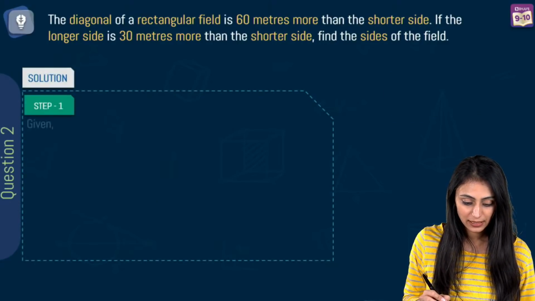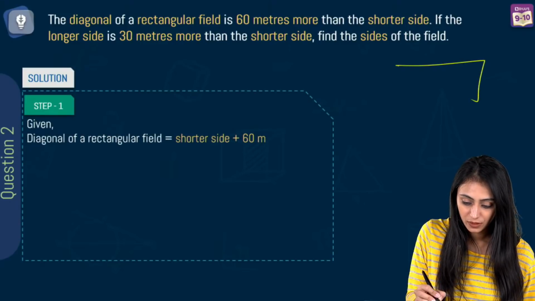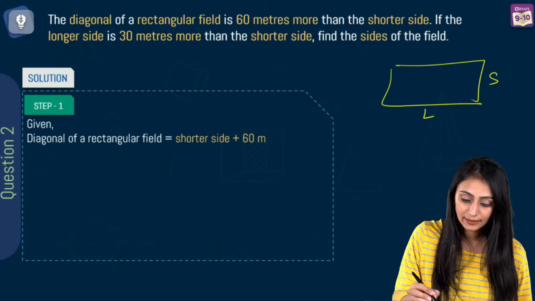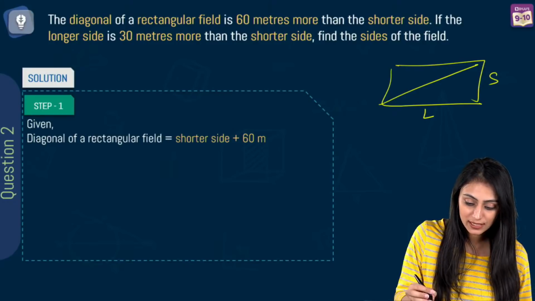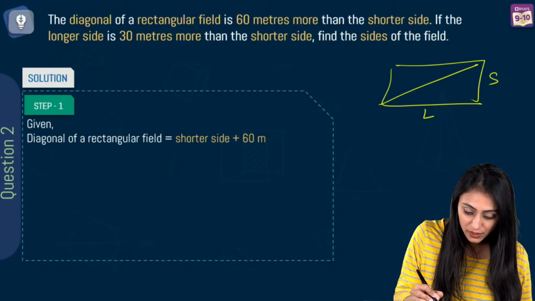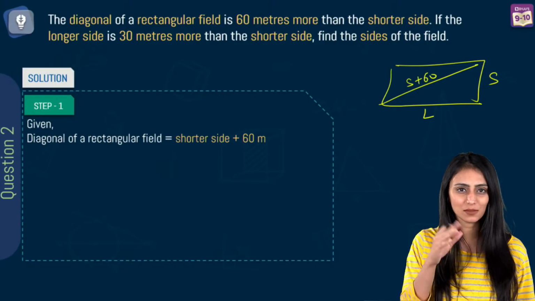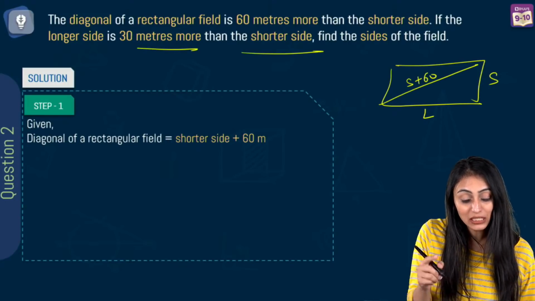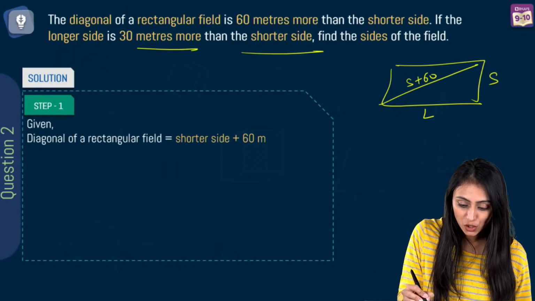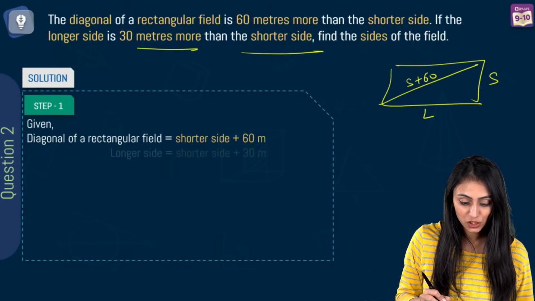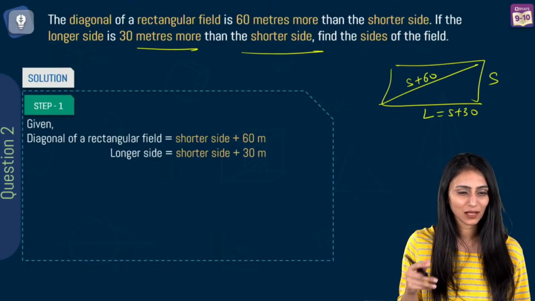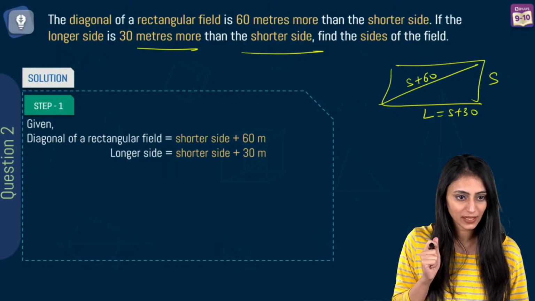Let's say that this is our rectangle and this is my shorter side, this is my longer side, and the diagonal is 60 meters more than the shorter side. So diagonal is going to be shorter side plus 60, S plus 60. I'm just denoting it this way. And longer side is 30 meters more than the shorter side. So the longer side is going to be S plus 30, right? I'm just using the initials.